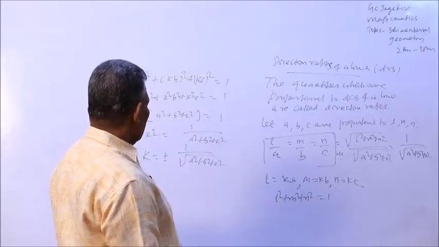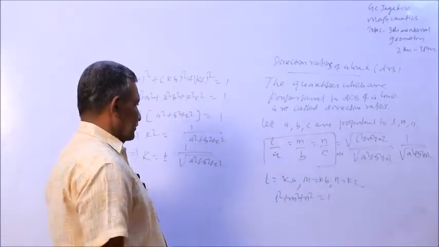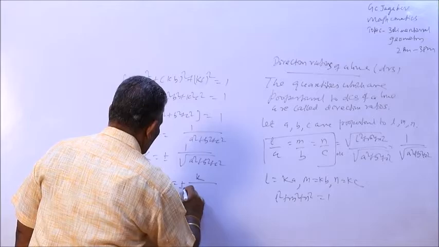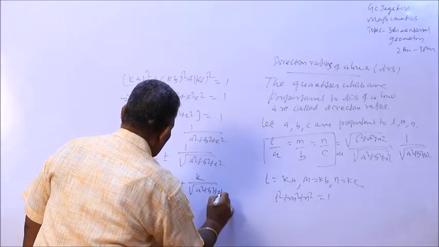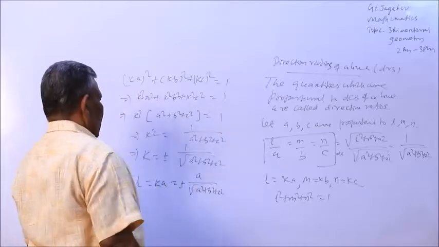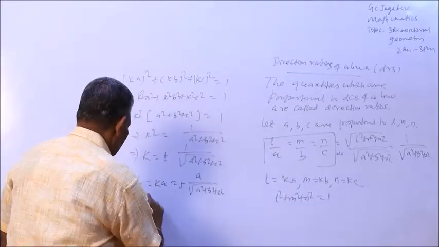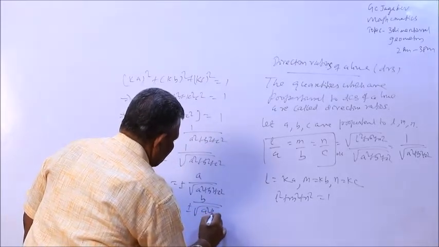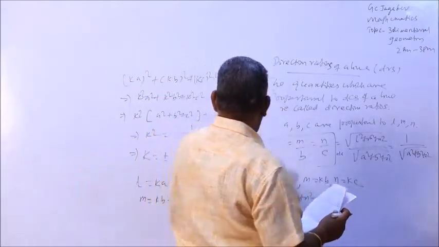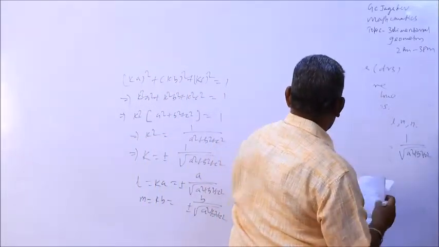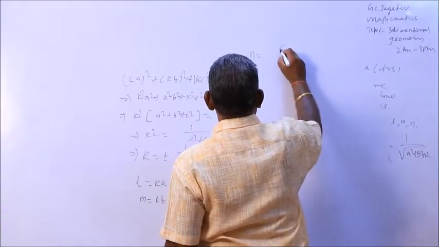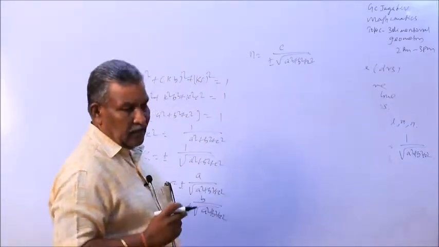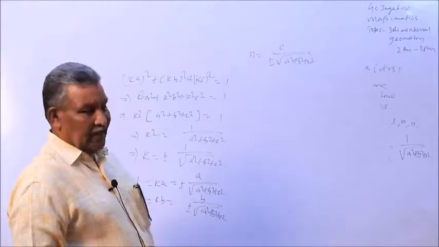Now the question comes, what are L, M, N in terms of A, B, C? Your L equals KA, that is A by plus or minus root over of A square plus B square plus C square. Similarly, M equal to KB, that is B by plus or minus root over of A square plus B square plus C square. N equals C by plus or minus root over A square plus B square plus C square. So like this you can find DCs of a line from DRs of that line.